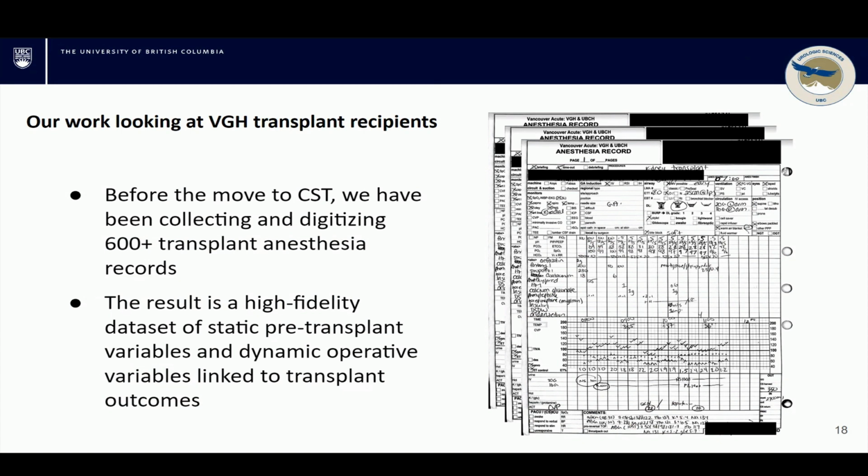Hey everyone. So with a little more understanding of what the literature in the space of GDT and transplant looks like, we want to get into our work looking at transplant recipients' outcomes at VGH. Before the move to CST, you might have seen Dr. Nguyen taking photos of anesthesia records during donor nephrectomies and transplants. Over the last number of years, we've been digitizing these records and combining them with our own reference databases of pre-transplant donor and recipient data. This is all linked to the outcomes of the transplant patient.